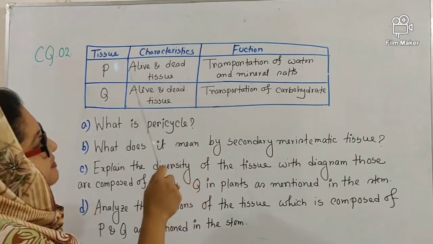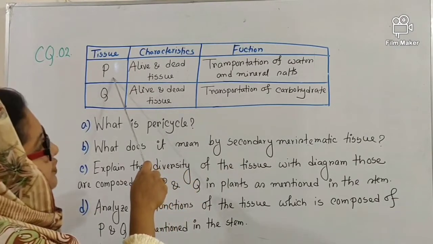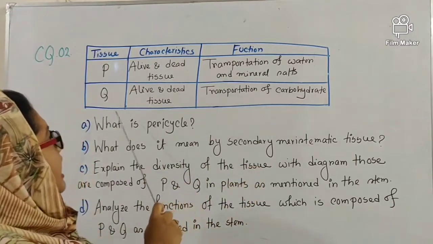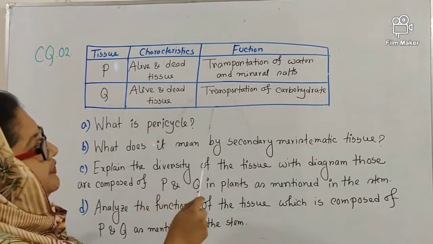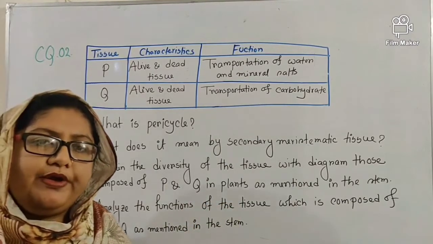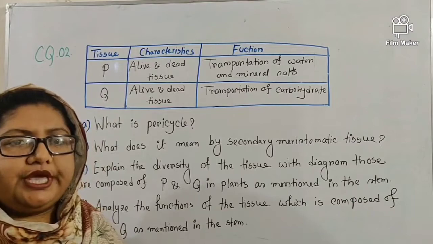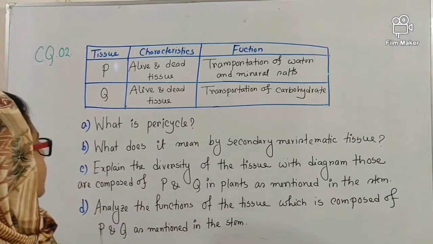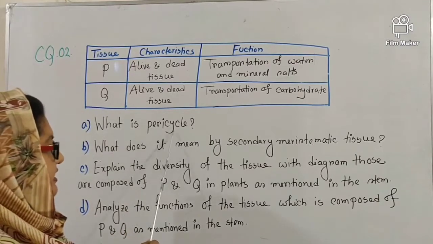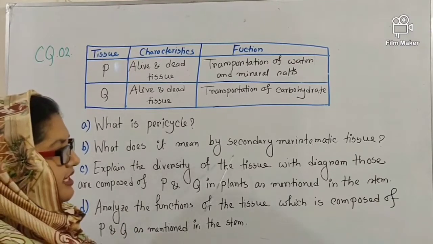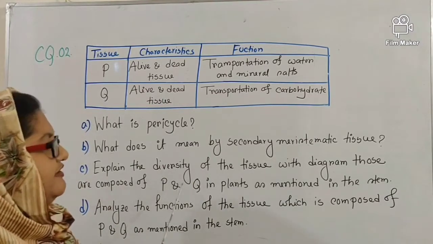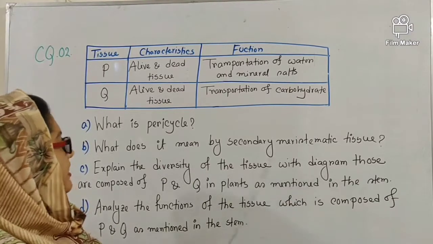Functions. This P tissue helps in transportation of water and mineral salts, and tissue Q helps in transportation of carbohydrate. Carbohydrate means the prepared food. Okay. Now the questions are: first, the knowledge question, what is pericycle? What does it mean by secondary meristematic tissue? Then explain the diversity of the tissue with the diagram.